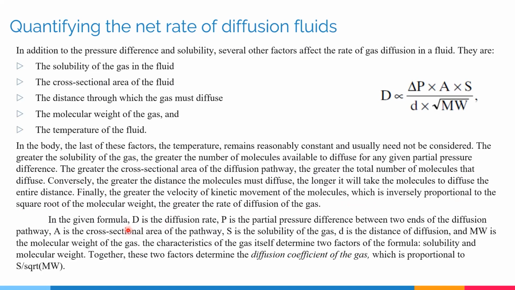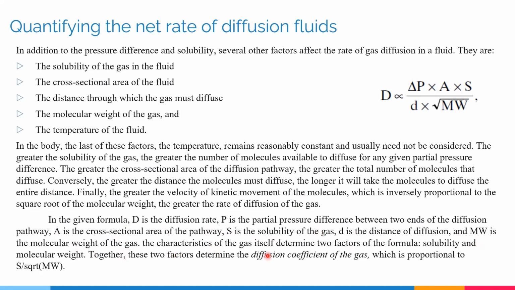In the particular given formula, D is the diffusion rate, del P is the partial pressure difference between the two ends of the diffusion pathway, A is the cross-sectional area of the pathway, S is the solubility of the gas, d is the distance of diffusion, and MW is the molecular weight of the gas.